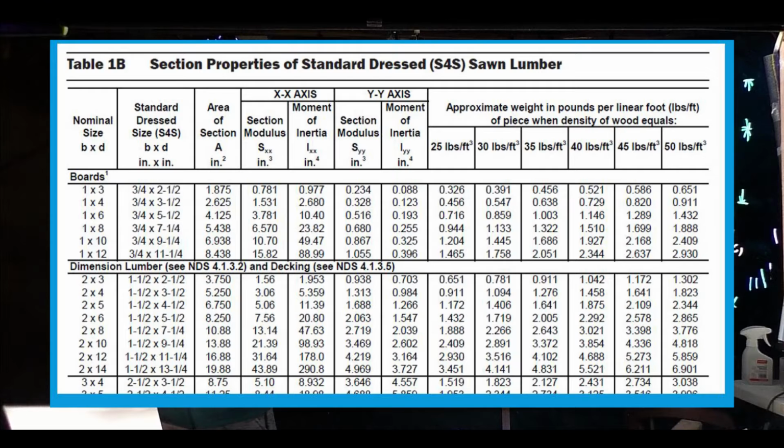From table 1B in NDS, your section modulus comes out to 3.06, and the moment of inertia is 5.36.